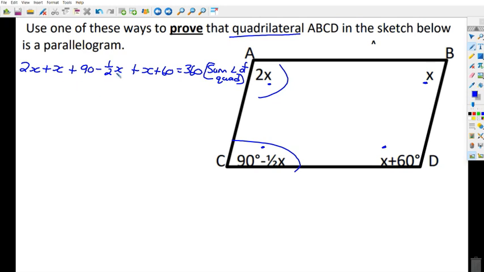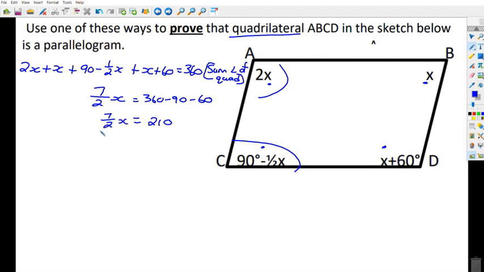So if I do this, I'm going to add this all together. Over here I'm going to get 2x plus x is 3x, plus x is 4x, minus a half is 3.5x. You can either write it as 3.5x or 7 over 2 x. And then we've got 360. We are going to take over the 90, so we minus 90 there, and then we minus the 60. That's going to be 210 equal to 7 over 2 x.